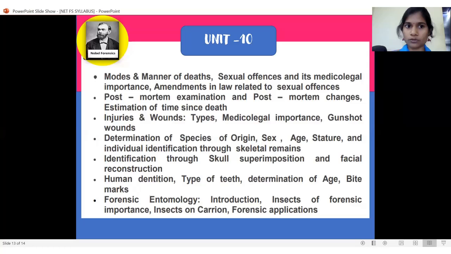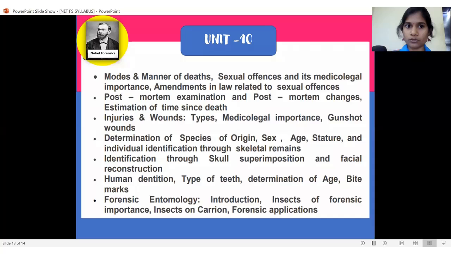Coming to anthropology, identification of the person from skeletal remains, and also identification through skull superimposition and facial reconstruction techniques. From odontology, we can identify the sex, age, and race of the person. From entomology, we learn about insects and how they are helpful in forensic investigation.